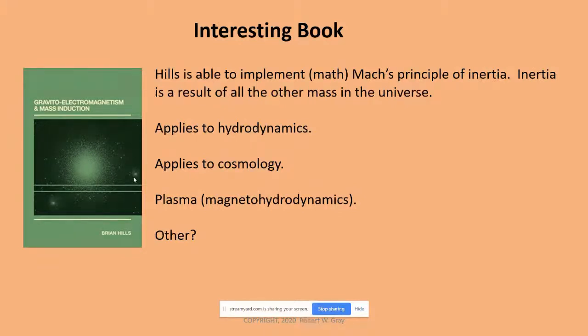But Hills is able to derive that in his book, and he applies this to hydrodynamics, to cosmology, to plasma, speculating that it could replace what we currently use in magnetohydrodynamics and other topics. Very interesting book, highly recommend it. Only partway through it, but thought I'd let you folks know about it and this whole research program that I'm doing.